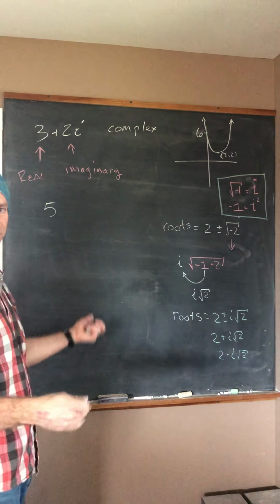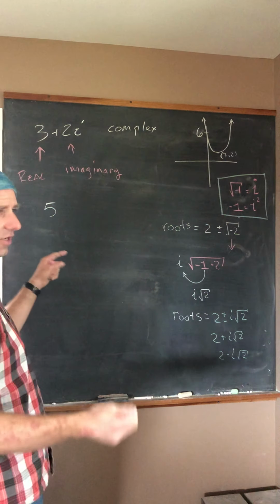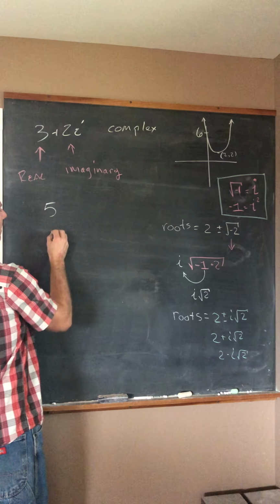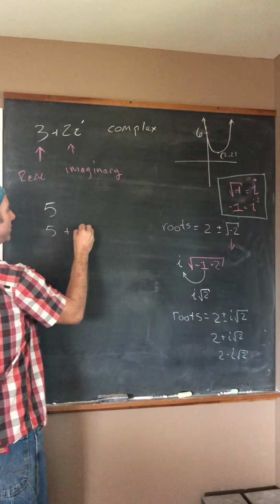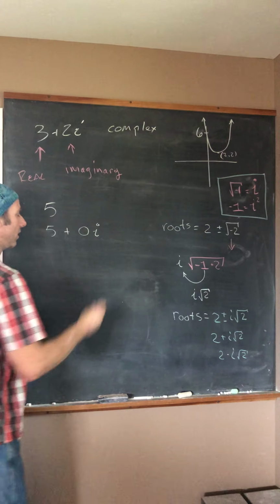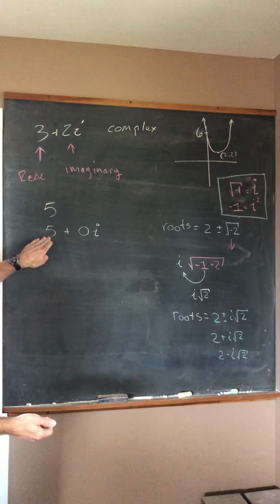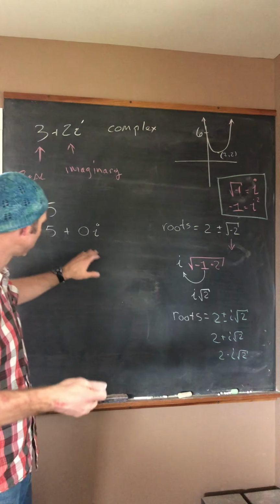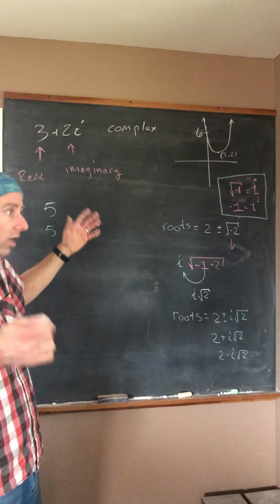So the number 5, right? Number 5, you've seen your whole life. Count your toes and fingers, 5. 5 can also be written as 5 plus 0i. In this case, it's the real and the imaginary. However, the imaginary is 0. It doesn't exist. It's gone. Multiply by i, 0, it's gone. Okay, so it's just 5.